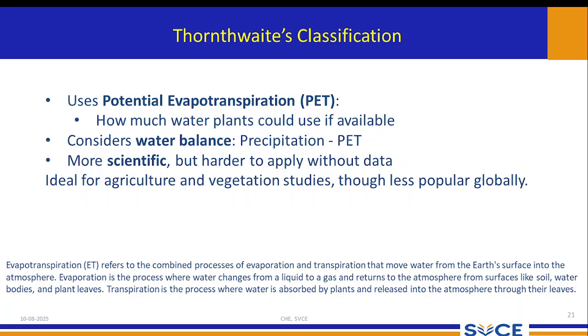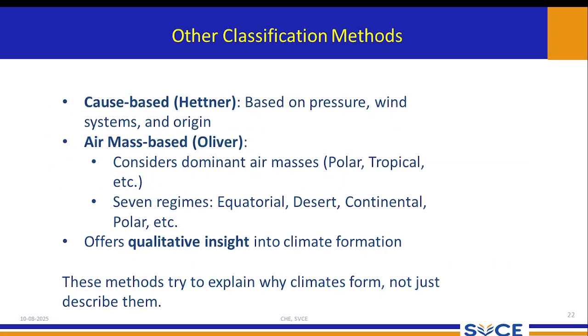So evaporation takes place from the sea and ocean. When it gets warm and heated up, it goes to the top, and then it precipitates. Transpiration is where water is absorbed by the plants and released into the atmosphere through their leaves. Together it's called evapotranspiration. The method uses potential evapotranspiration, how much water plants could use if available. It considers water balance and precipitation, so it is more scientific but harder to apply without data, ideal for agriculture and vegetation studies, though less popular globally.